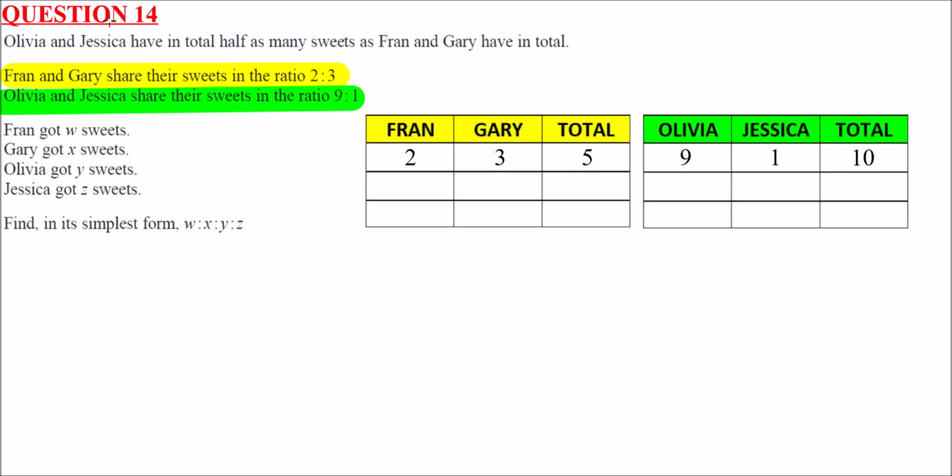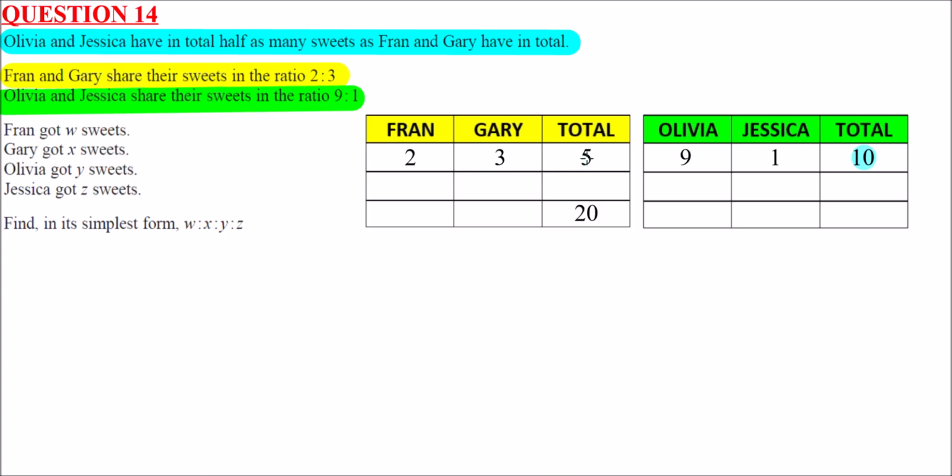But just returning to the beginning of the question now, it said clearly that Olivia and Jessica have in total half as many sweets as Fran and Gary have in total. Olivia and Jessica have 10 lots in total, and that's meant to be half of what Fran and Gary have, but Fran and Gary have 5 lots. So if 10 is half of what Fran and Gary have, then Fran and Gary should have 20 really, because then 10 is half of 20. So let's scale Fran and Gary's up to 20 lots, then half of 20 lots will be 10 lots, and then the ratios are consistent.